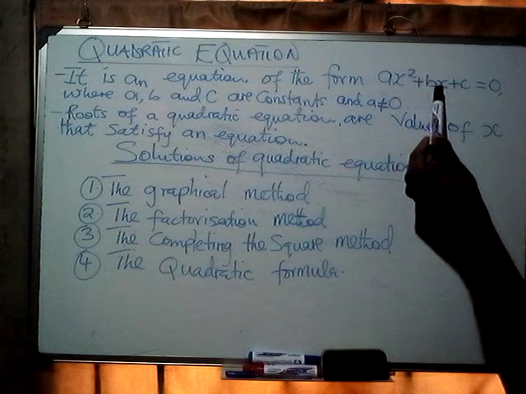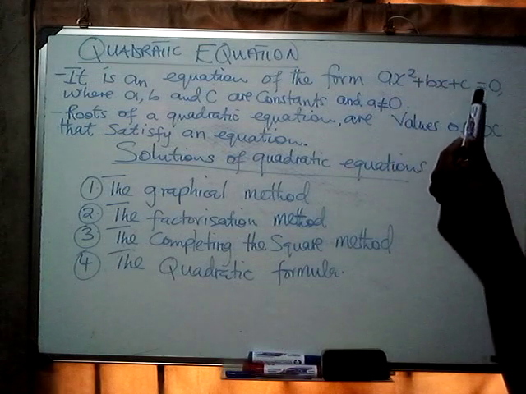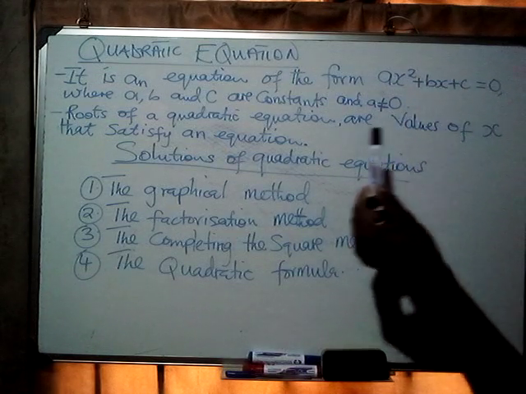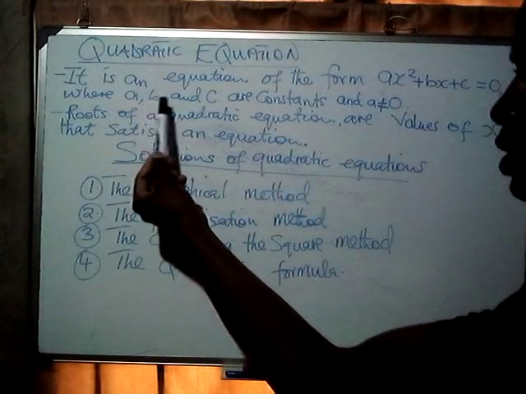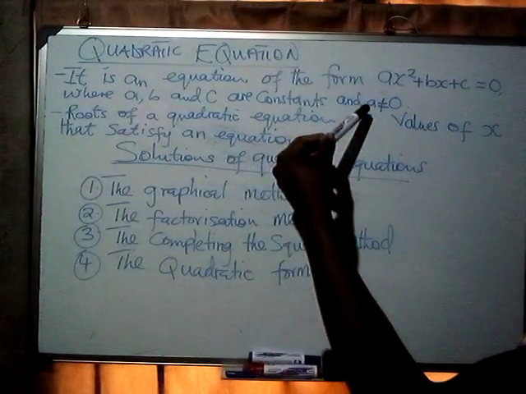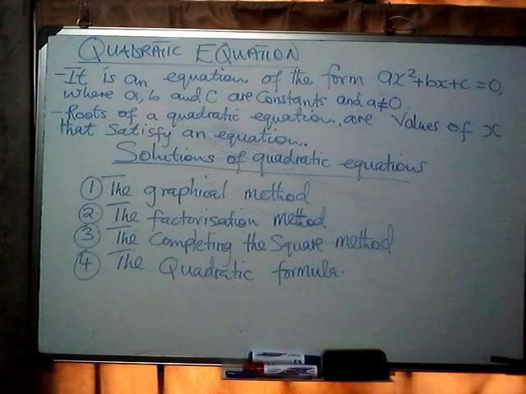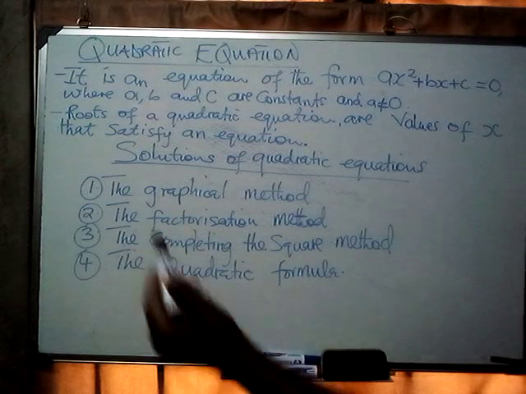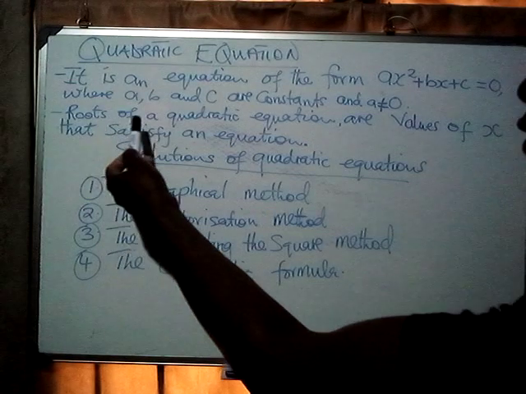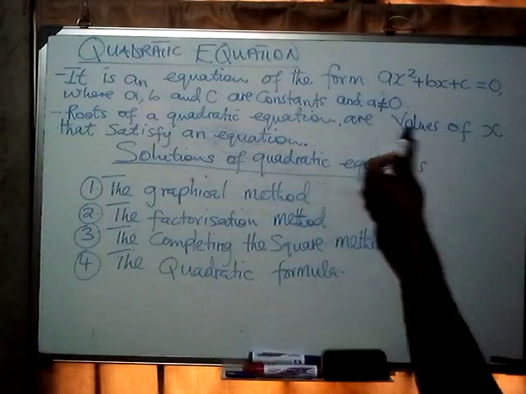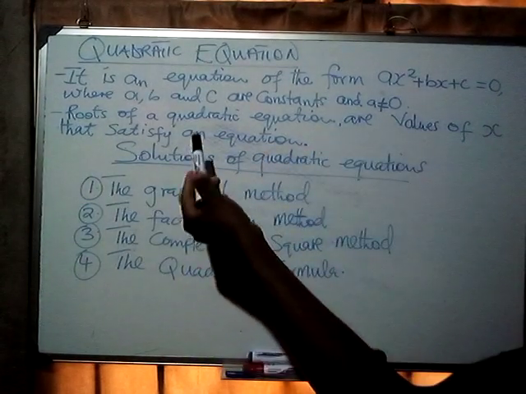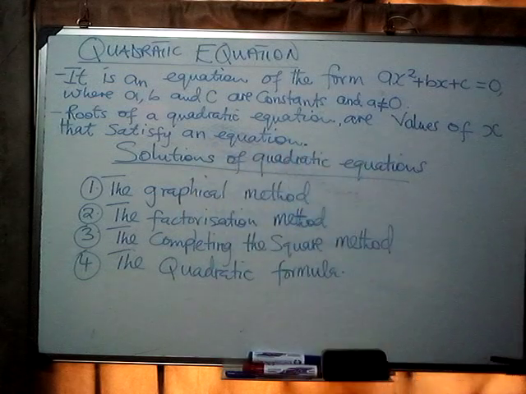ax squared plus bx plus c is equal to 0, where a, b, and c are constants and the value of a is not equal to 0. So this is what we have. Then under the same, let us look at the roots. The roots of a quadratic equation are values of x that satisfy an equation.